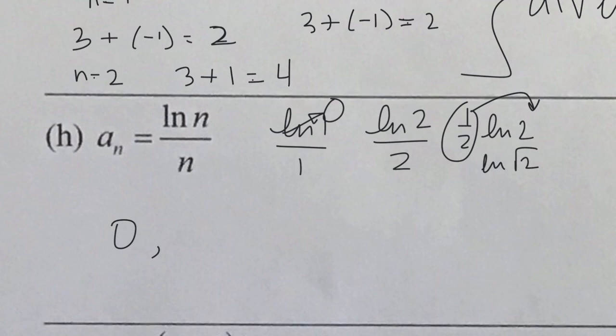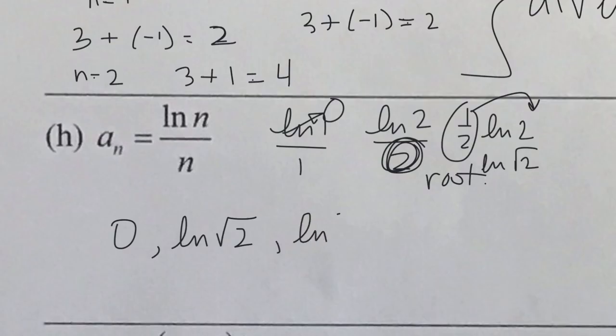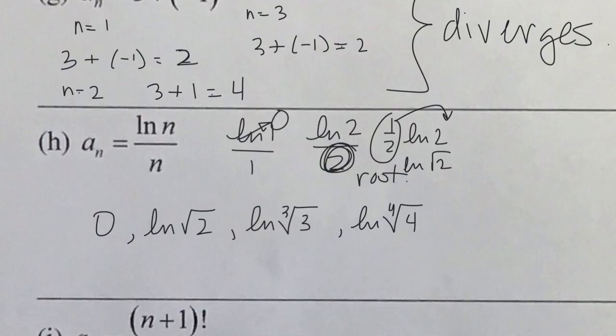And then, if we continue on with that type of rationale, whatever your denominator is going to become the root of your natural log. So the next one is natural log cube root of 3. Natural log fourth root of 4. Natural log fifth root of 5.